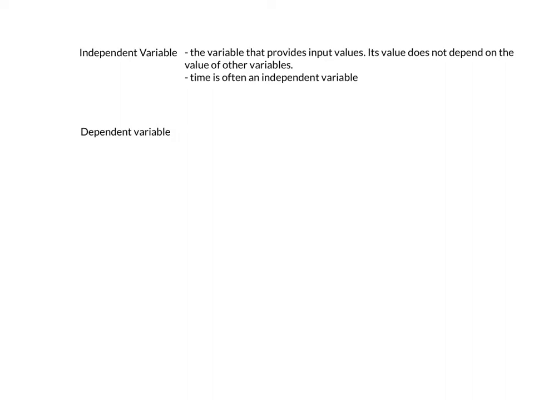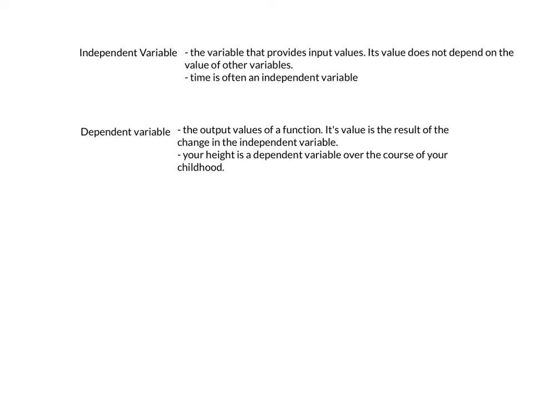Conversely, we have the dependent variable. The dependent variable is the output values of a function, and its value is the result of a change in the independent variable. Your height is an example of a dependent variable if you think about your height over the course of your childhood. So time would be the independent and your height would be the dependent.